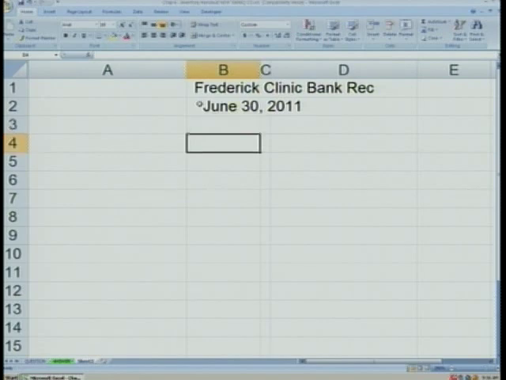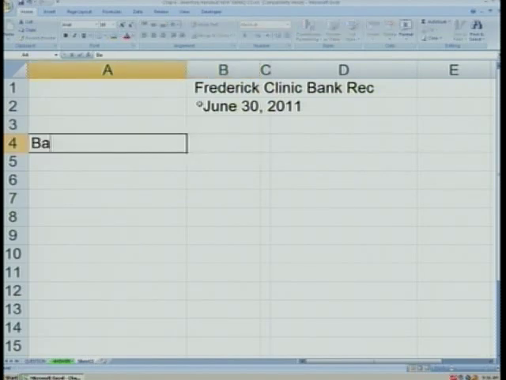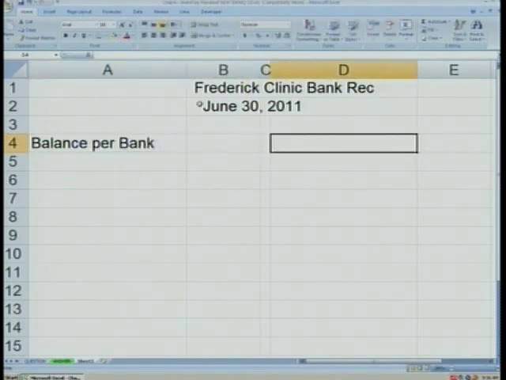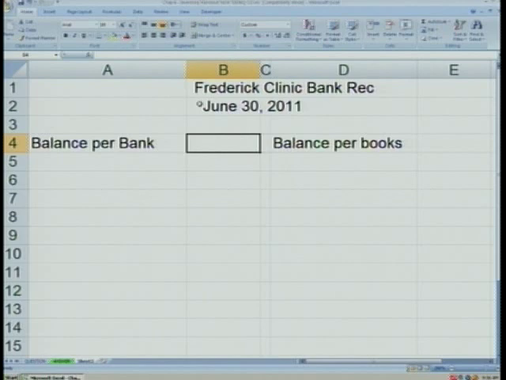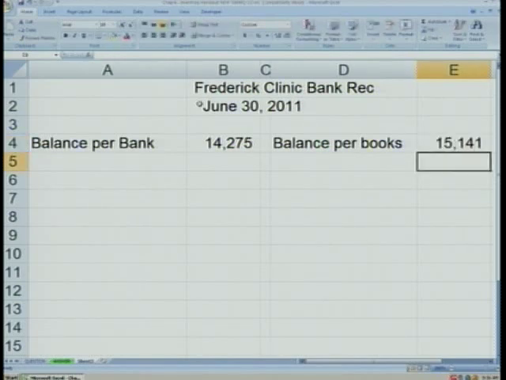All right. So the first thing that we want to do is we want to put the balance per bank, and we want to put the balance per the books, right? And they give us those amounts, correct? The balance per the bank is $14,275, and the balance per the books is, what's the balance per books? 15,141? Is that correct? Okay. So that is where we start with this whole situation, correct?